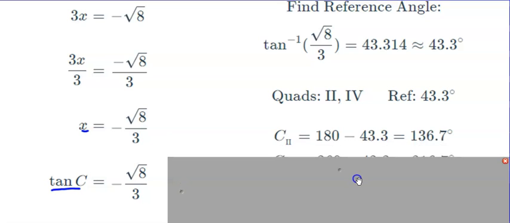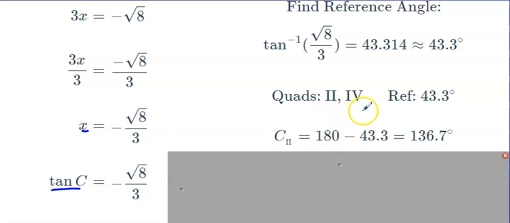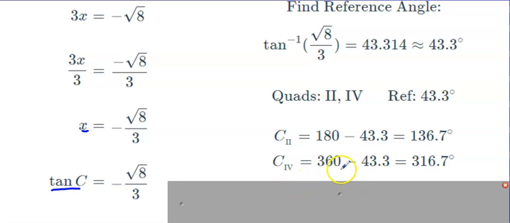Now we're going to use the reference angle formula to find the original angle. So you take 180 minus 43.3, and that gives you the second quadrant angle, which is 136.7. And the fourth quadrant is 360 minus 43.3, and that gives us 316.7. And those are the two answers to this problem for the second quadrant and the fourth quadrant. And that's all there is to it with the trig equation.